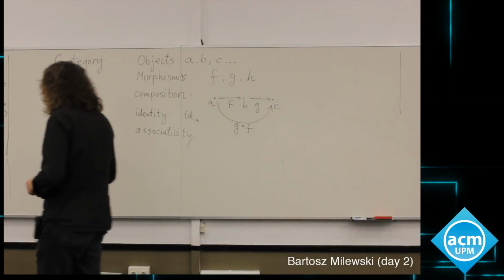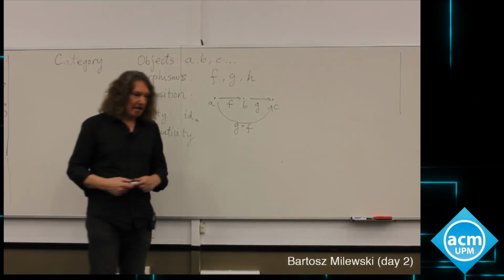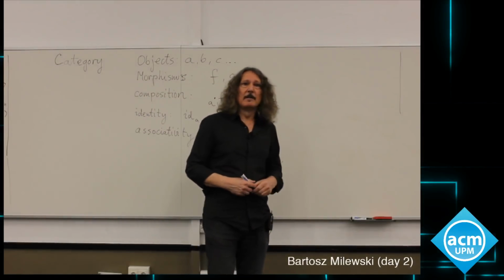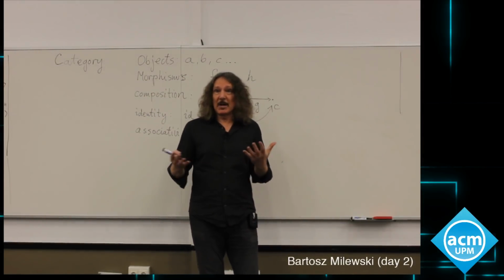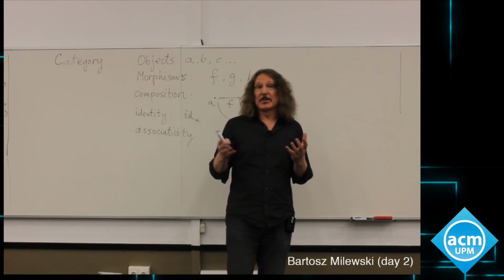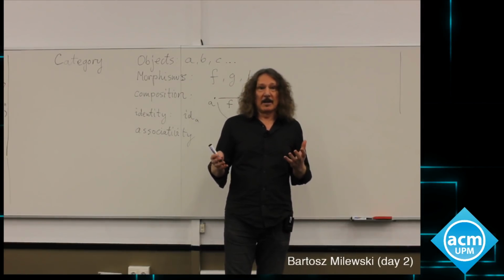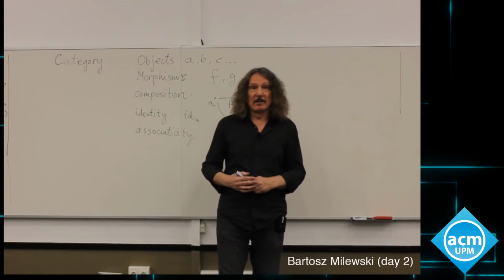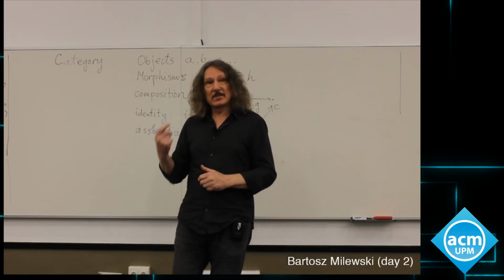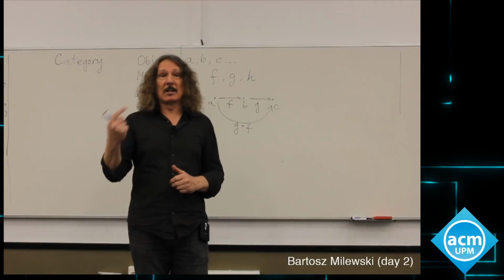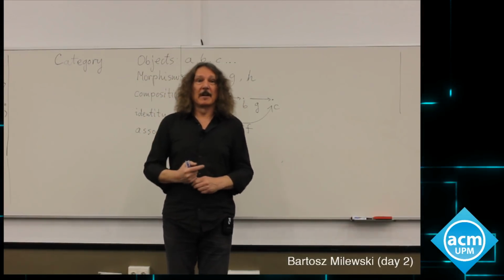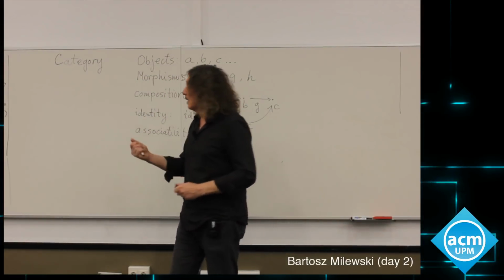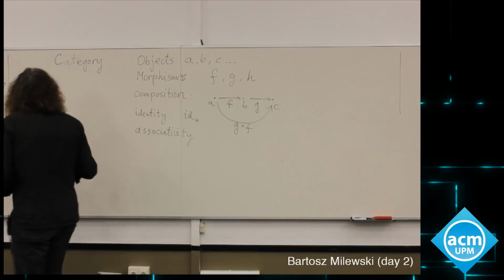So a mapping between categories, if we are talking about structure, we would like to have a structure-preserving mapping, right? So this structure is mapped into another structure. So a structure-preserving mapping between categories is called a functor. Okay? So let's define a functor.